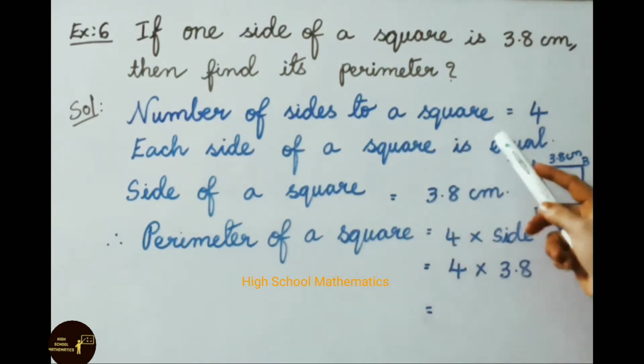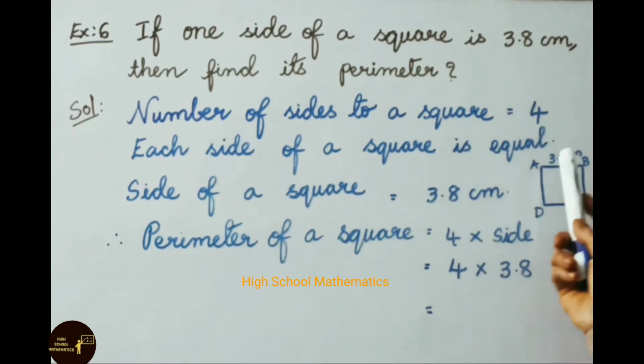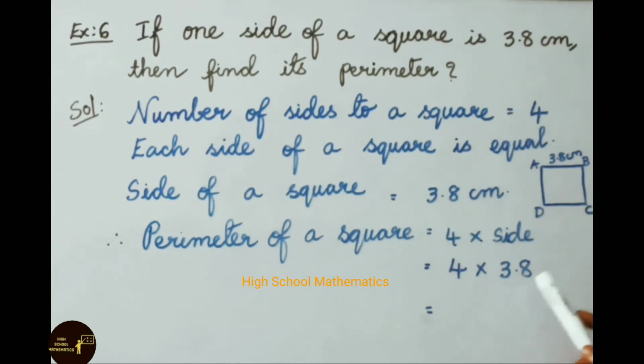Number of sides of a square. A square has how many sides? That is 4 sides, so that equals 4. Each side of a square is equal. Therefore the side of the square they have given as 3.8 cm. So let us write, perimeter of a square is 4 into side. That equals 4 into the length of each side, 3.8 cm.